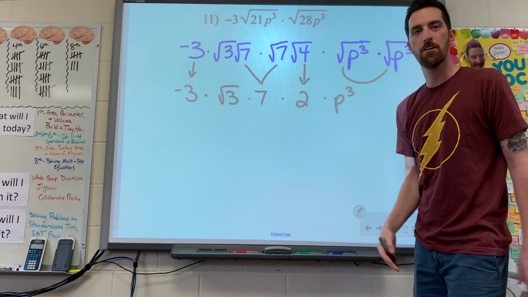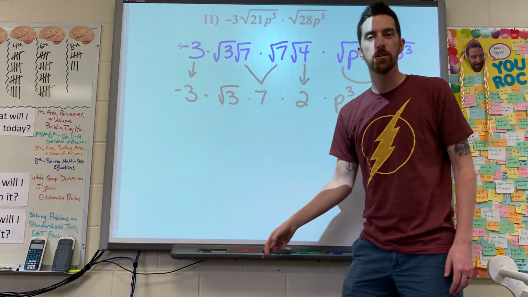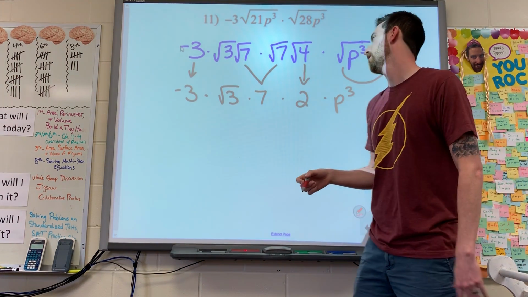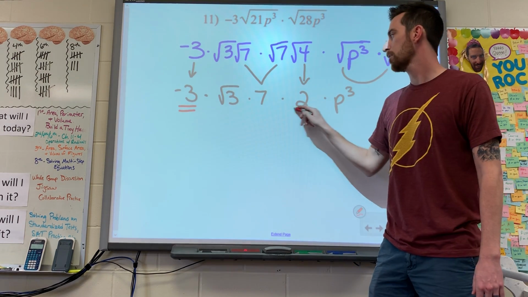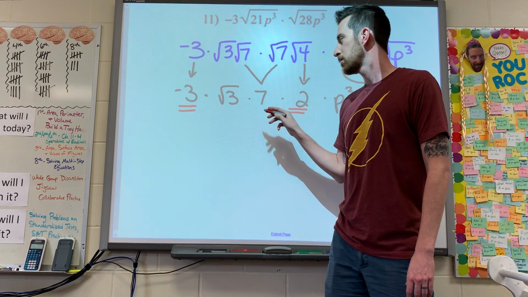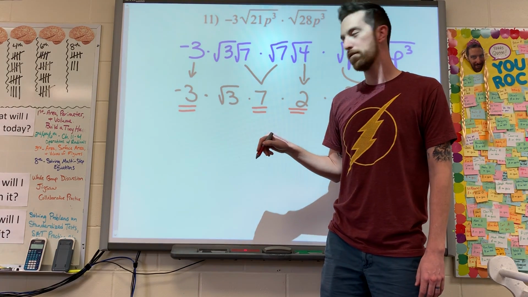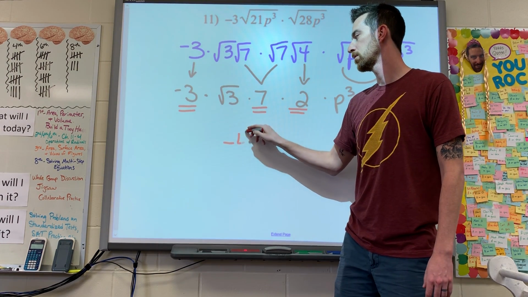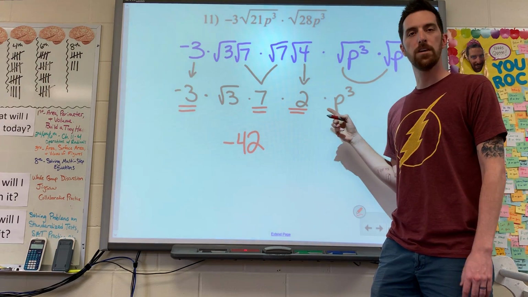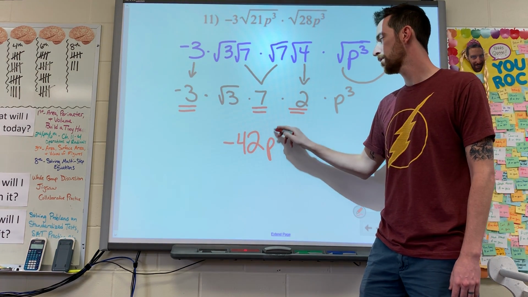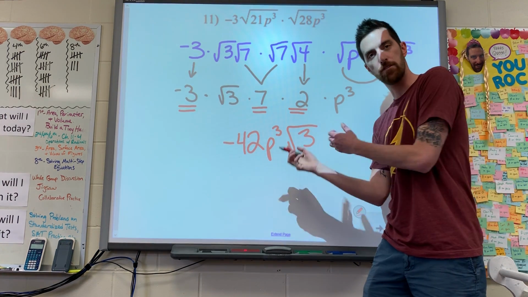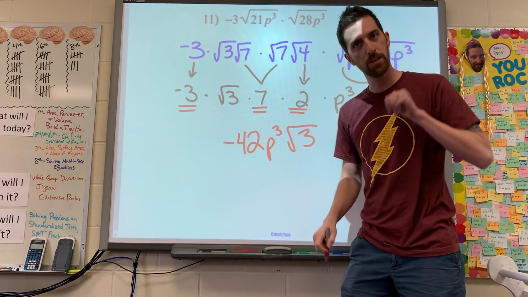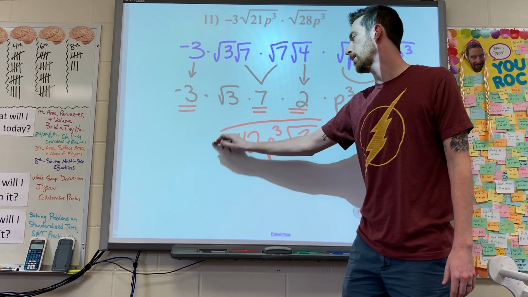Look at that. Awesome. Way easier. So we look at the stuff out in front and we're like, oh, negative 3 times 2 is 6 times 7 is negative 42. We've got a p to the third. And then our only radical is root 3. Are there any perfect squares left in 3 except for 1? No, there's not. So we're all done.